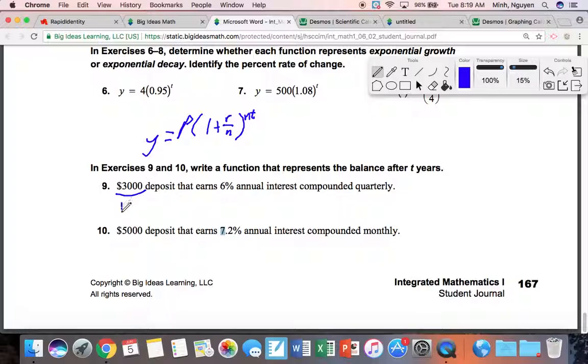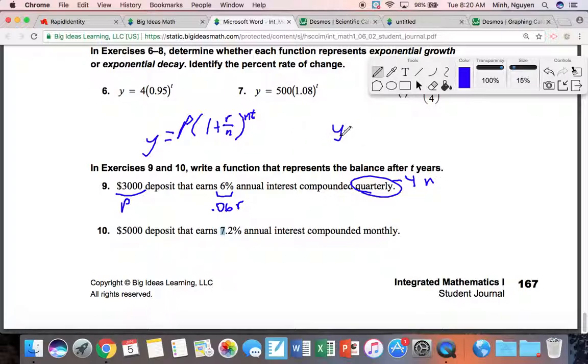So the $3,000 deposit, this is our p. 6% annual interest rate, this is our r, but we have to turn it into a decimal. So 0.06 is our r. Compounded quarterly, quarters, that means 4 times a year. Every quarter, so like January, February, March, that's a quarter. January, February, March, April, May, June, that's another quarter, so on and so forth. So quarterly means 4 times. So this is our n.